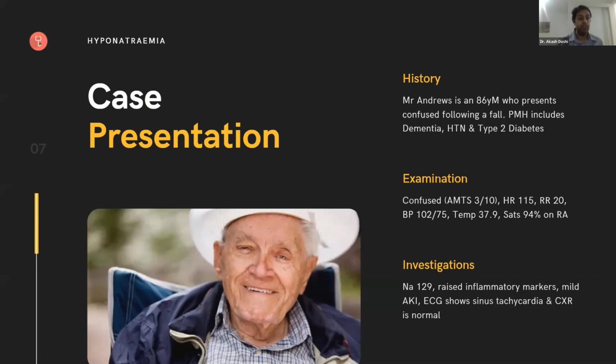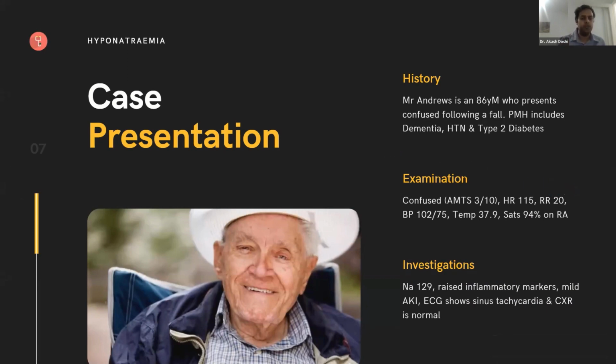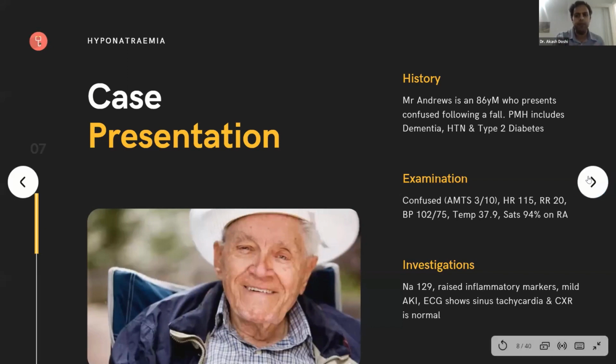His investigations reveal a hyponatremia, a sodium of 129. He's got raised inflammatory markers, mild AKI, and ECG showing sinus tachycardia. His chest X-ray is normal. So this is the kind of person that I see all of the time coming into hospital. And so we'll use his case to contextualize what we're learning and how we're approaching hyponatremia.